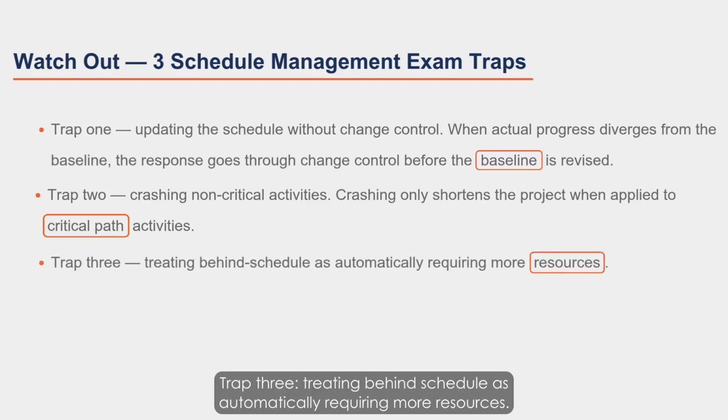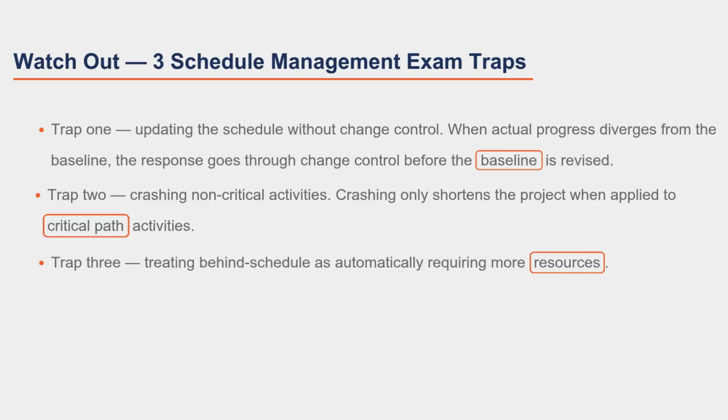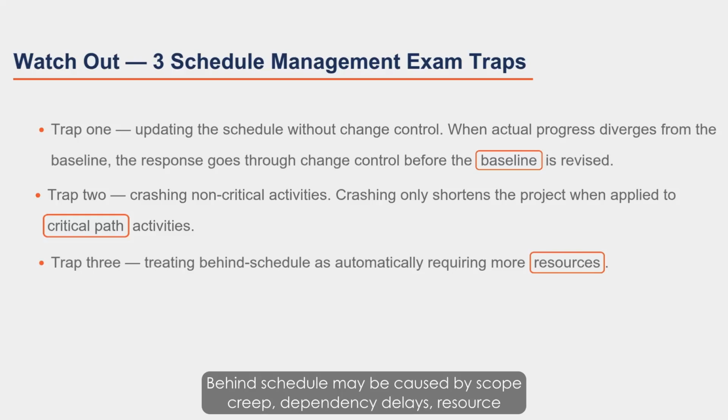Trap 3, treating behind schedule as automatically requiring more resources. The exam expects root cause analysis first. Behind schedule may be caused by scope creep, dependency delays, resource unavailability, or estimation errors, each requiring a different response.